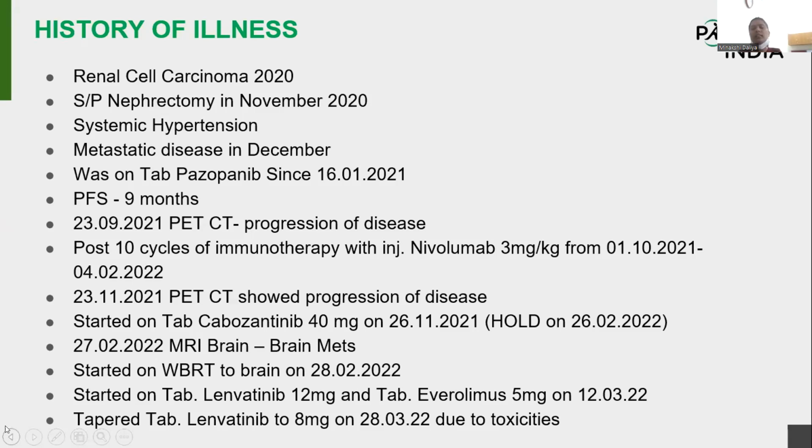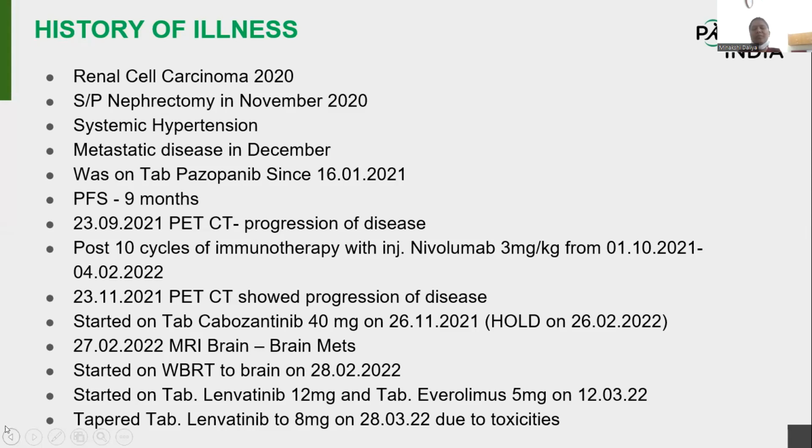But after the 10th cycle, his disease progressed, and we added cabozantinib with nivolumab. Then we saw a partial response, but after some time, he came to us with neurological symptoms, and MRI brain was done, which showed brain metastasis, and WBRT, that is whole brain RT, was given to him. Because we considered it disease progression, we started him on tab lenvatinib with tab everolimus. That was the 4th line of therapy for him.